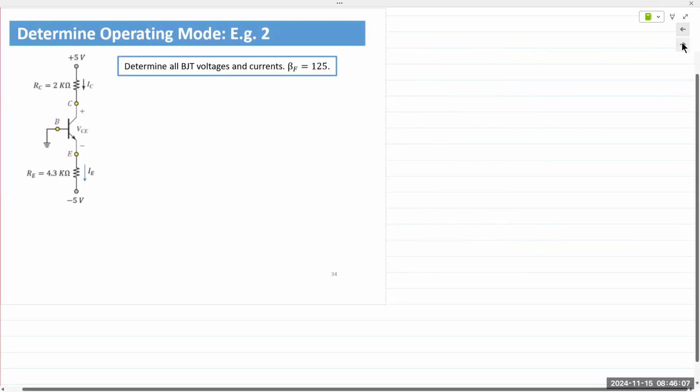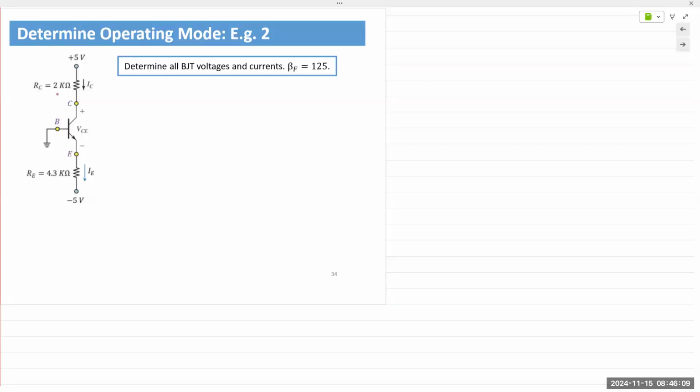So we are given again an NPN transistor. We are provided with the values, and we are asked to determine the operating mode. Now, in the previous example, the voltages were directly given to us, just to get students started. Now we have to calculate these voltages by applying some equations. Beta F is given to us. We are asked to determine all BJT voltages and currents, meaning VB, VC, VE, IB, IC, and IE.